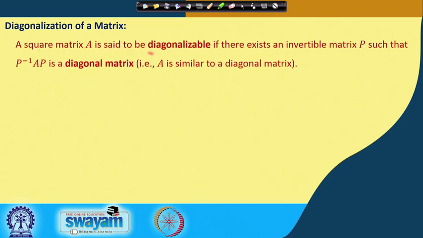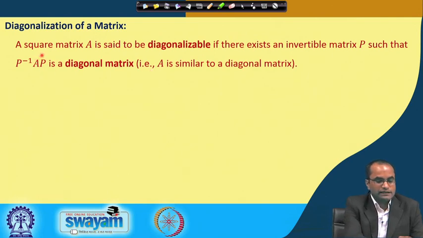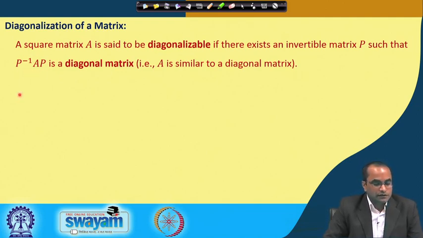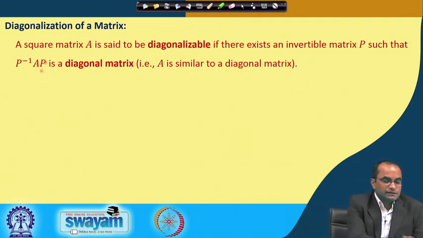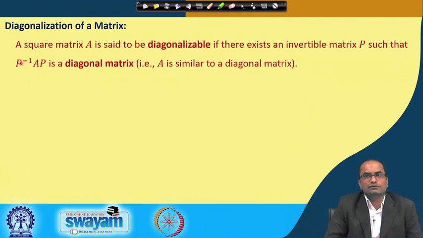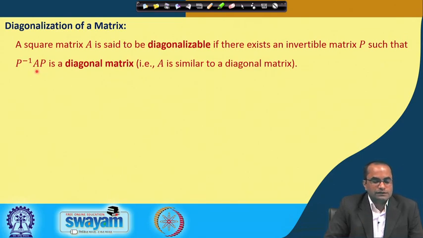A square matrix A is said to be diagonalizable if there exists an invertible matrix P such that P inverse A P is a diagonal matrix. In other words, this concept we have already introduced, the similarity of matrices. If A is similar to a diagonal matrix, that is, if P inverse A P is a diagonal matrix, then we call A diagonalizable. The meaning is that A is similar to a diagonal matrix, and P is an invertible matrix which we have to find so that P inverse A P becomes a diagonal matrix.